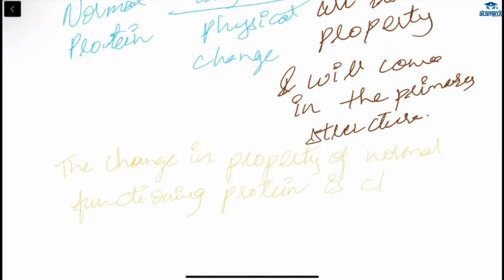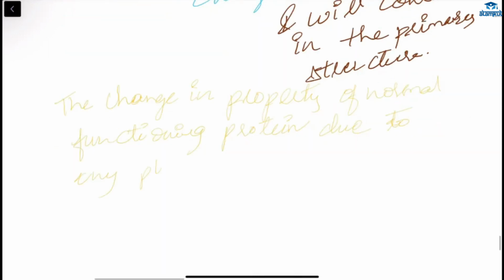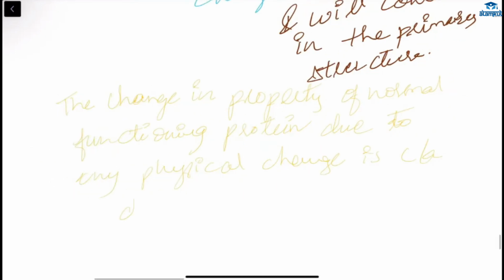Due to any physical change, it is called denaturation of the protein. Whenever the physical change is reversed, it will again start the renaturation process and it will again start its own function which it was doing earlier.